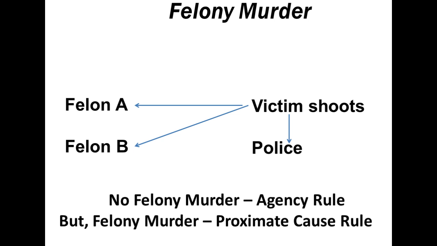However, felony murder could be found under the proximate cause rule. And again, remember, the proximate cause rule is the minority rule and doesn't exist in most jurisdictions. The prevailing rule is the agency rule. So in most jurisdictions, in this scenario, felon A and felon B could not be convicted based on felony murder. However, in Ohio, for murder, because it's a proximate cause state, they could be convicted.